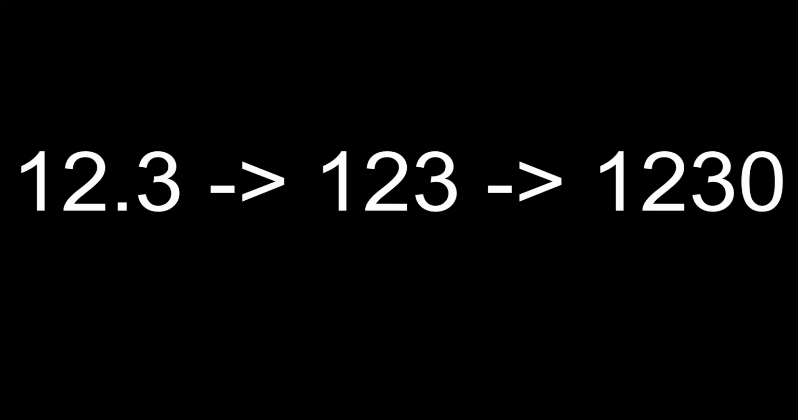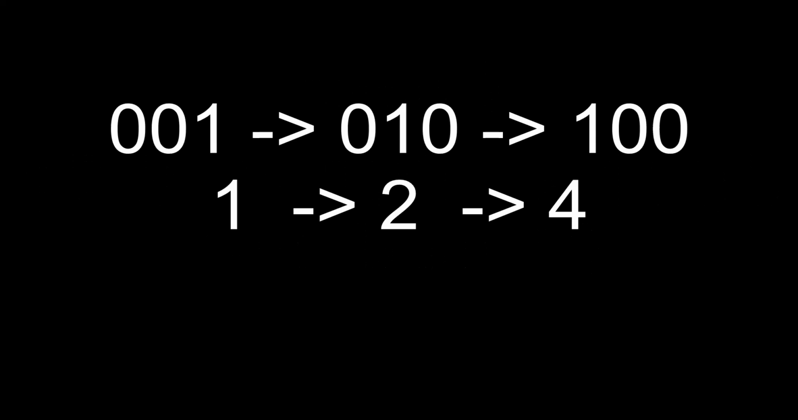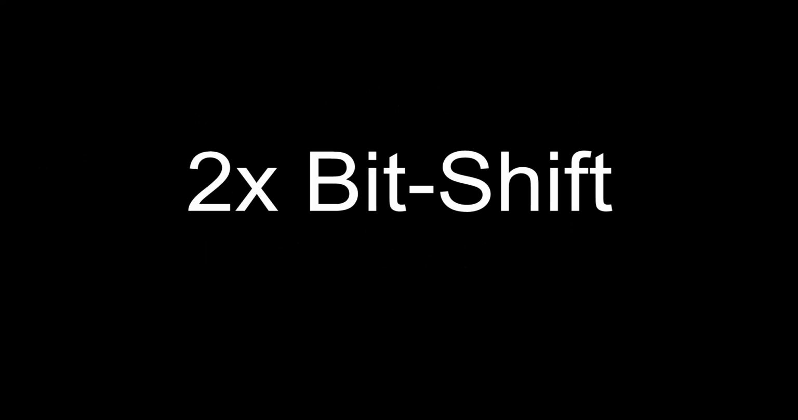Now, if we were to do this with decimal numbers, shifting to the left would multiply by 10 and shifting to the right would divide by 10. So if we're talking about binary, which is a base 2 system, not a base 10 system, shifting to the left multiplies by 2 and shifting to the right divides by 2. So all we have to do to increment by 4 bytes is to bit shift to the left twice.